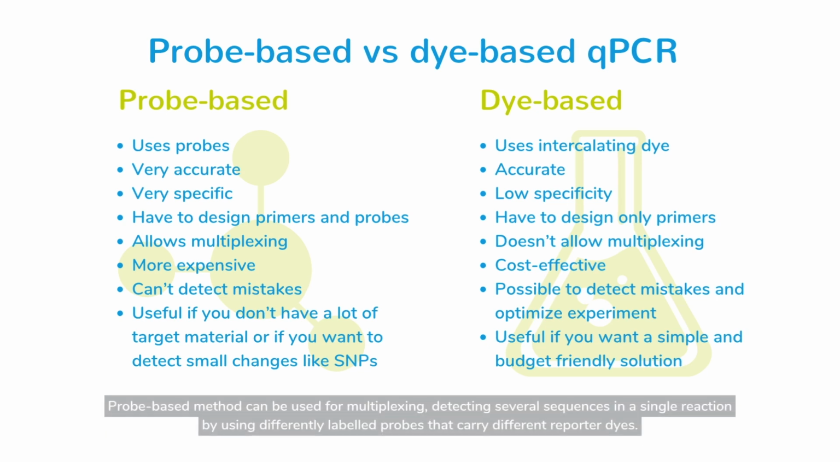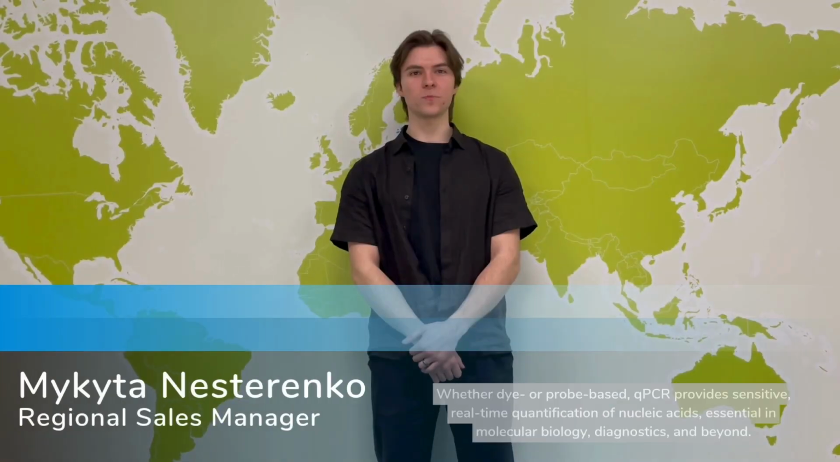The probe-based method can be used for multiplexing, detecting several sequences in a single reaction by using differently labeled probes that carry different reporter dyes. Whether dye or probe-based, qPCR provides sensitive, real-time quantification of nucleic acids, essential in molecular biology, diagnostics, and beyond.